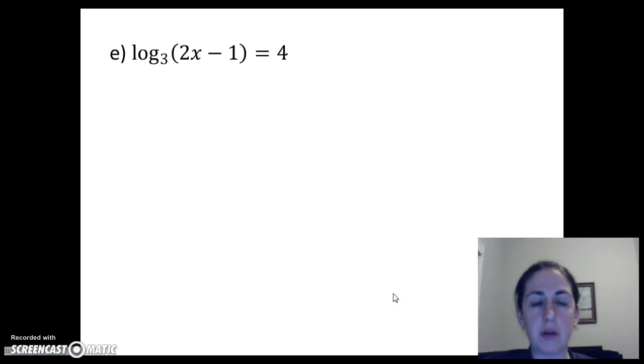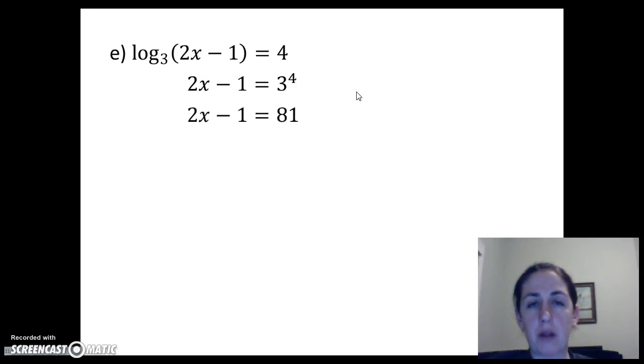Log base 3 of 2x minus 1 equals 4. Same thing, the x is inside the logarithm, so we need to make the log base 3 go away. So we'll take a big exponential base 3. Raise the 3 to the log base 3, they would cancel. 3 to the fourth, and we're left with 2x minus 1 equals 3 to the fourth. 3 to the fourth is 81. Add 1 to both sides. Divide by 2, we get x equals 41. 2 times 41 minus 1 is a positive value, so the answer works out.